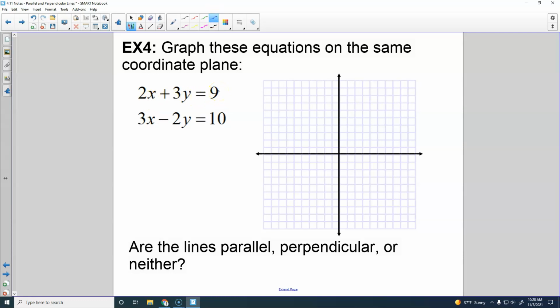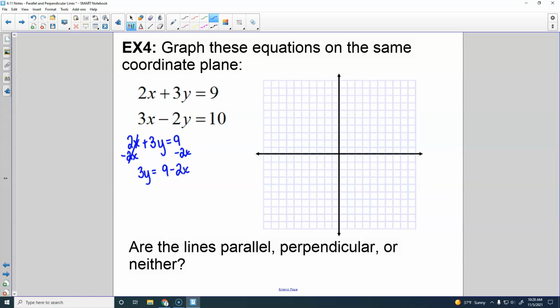I cannot graph that like it is. What am I going to have to do? Solve for y. So I've got 2x plus 3y equals 9. I've got to get that y by itself. So I need to move the 2x over by subtracting it. That gives me 3y equals 9 minus 2x.